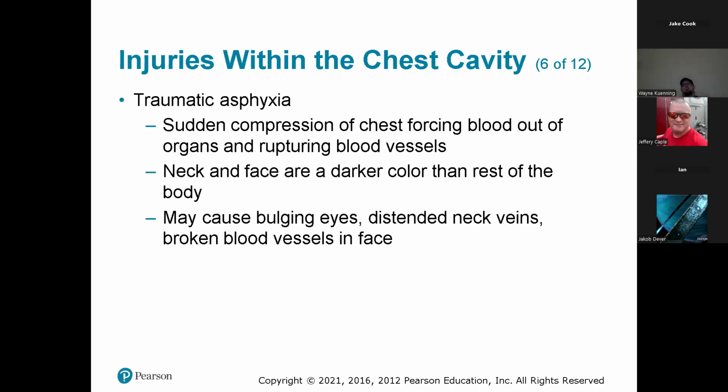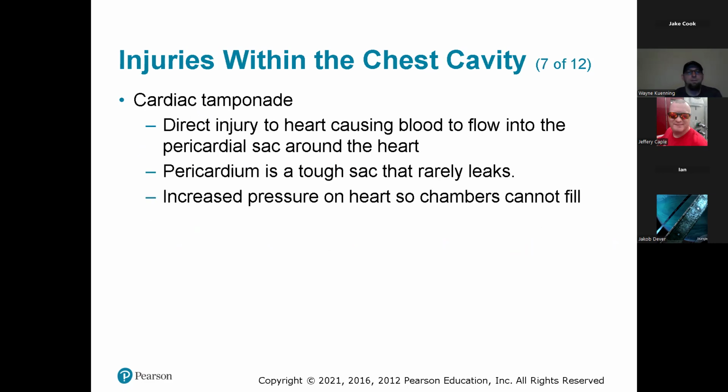Traumatic asphyxia is sudden compression of the chest, forcing blood out of the organs and rupturing blood vessels. Neck and face are a darker color than the rest of the body. May cause bulging eyes, distended neck veins, or broken blood vessels in the face.